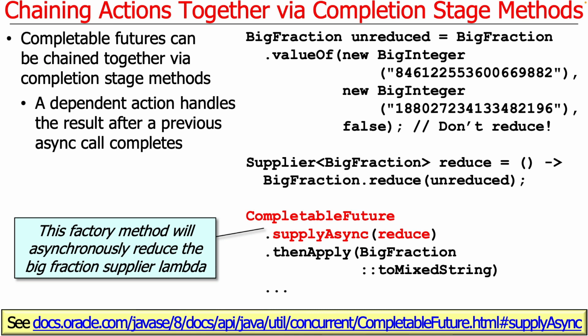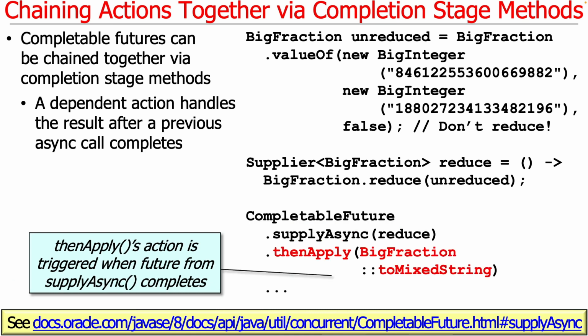So we pass in the reduce supplier. At that point, that will arrange to have this run in the background. It will not do it right away. It'll arrange to do it asynchronously with respect to the caller. And as you may recall from our discussions of the internals of factory methods, supplyAsync returns a CompletableFuture.